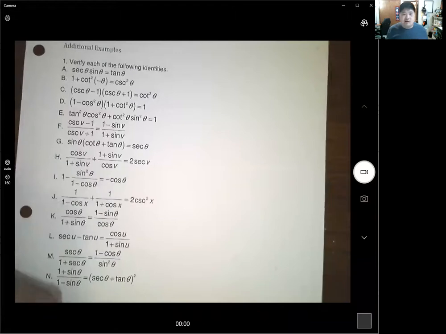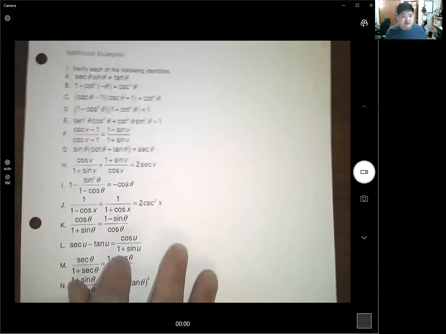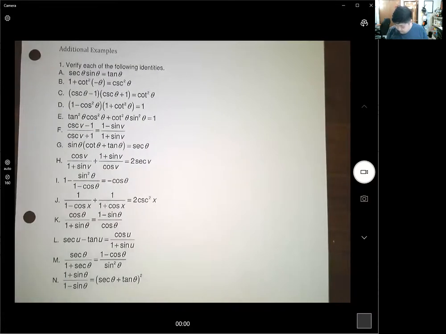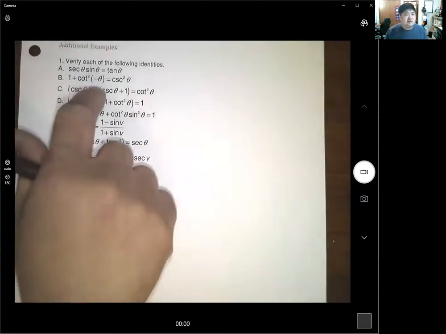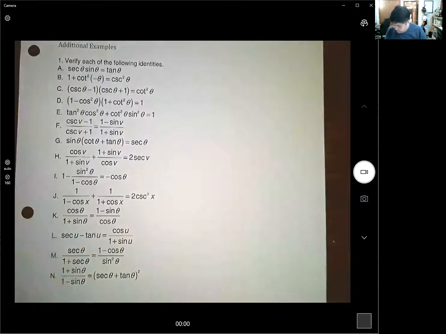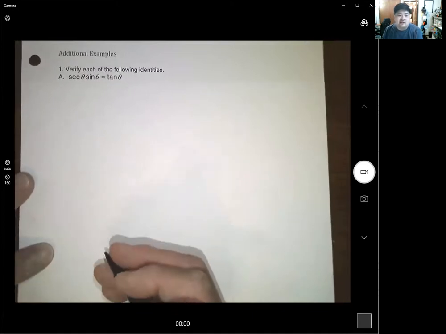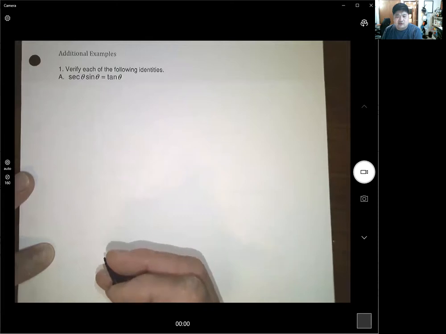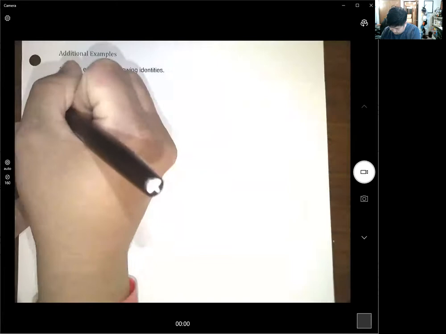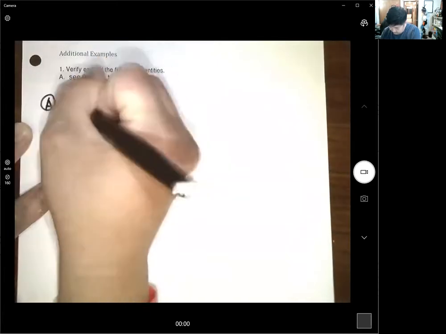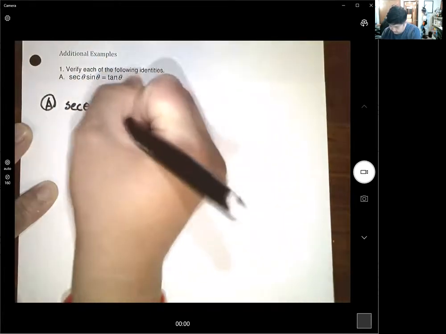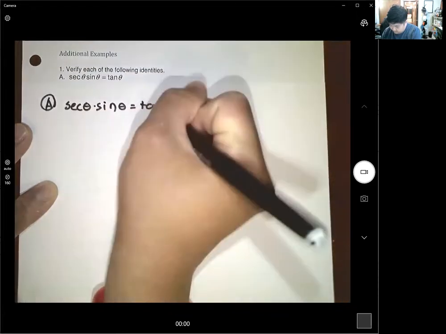Hello, everyone. This is Professor Oaks, and in this video, we are going to verify these trigonometric identities on the screen here. This won't be as extreme as the other video on verifying trigonometric identities, but these will still require a little bit of work. So for problem A, secant of theta times sine of theta equals tangent of theta.